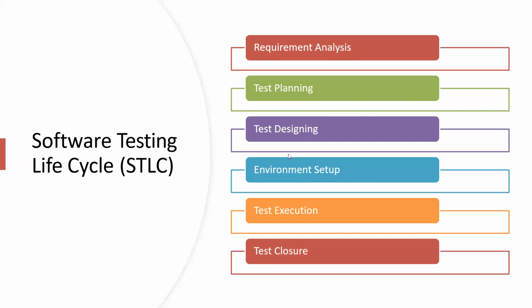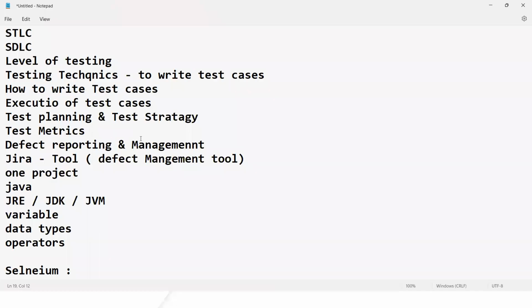Okay. So you missed the introduction. We are just discussing what topics we are going to cover during our courseware. These are the topics: STLC, software testing lifecycle, levels of testing, the techniques we follow to write test cases, how to write test cases, the execution of test cases, test planning and test strategy. And then we also continue with defect reporting and management.